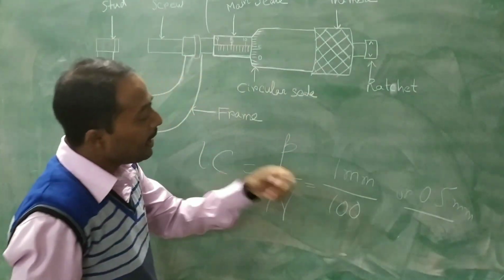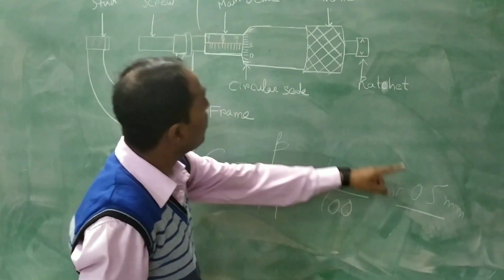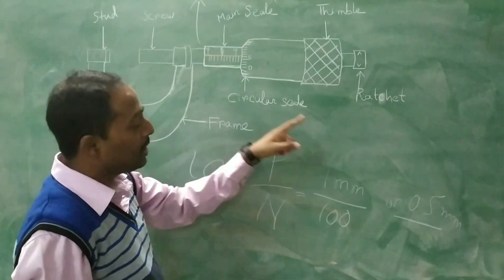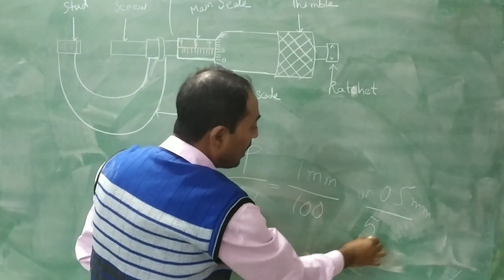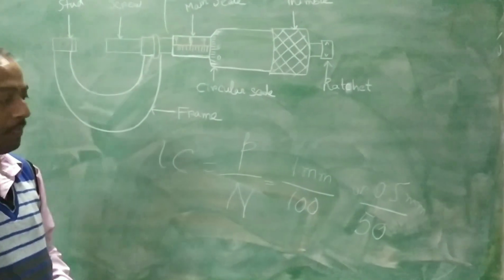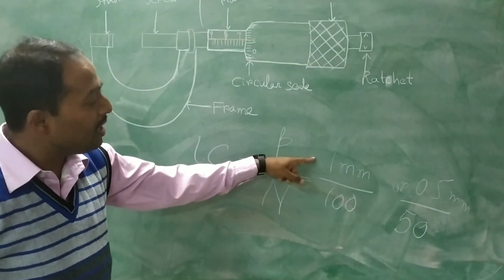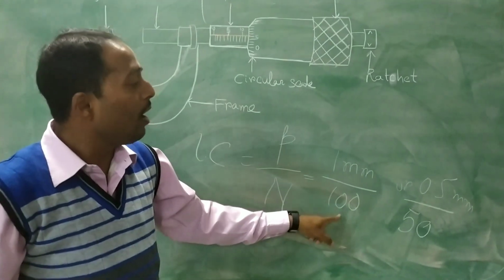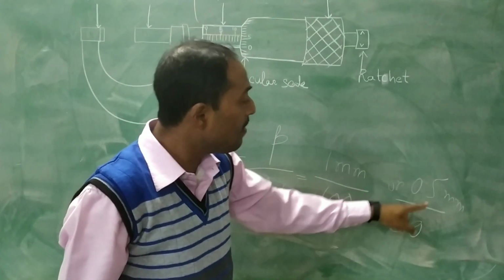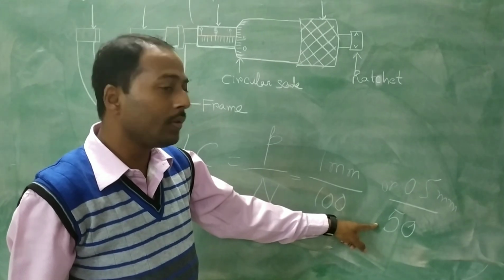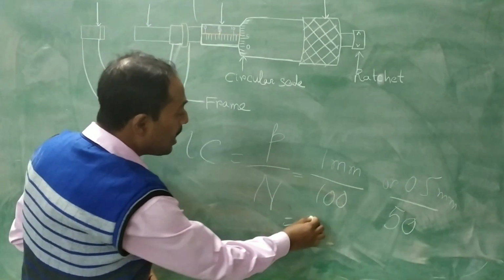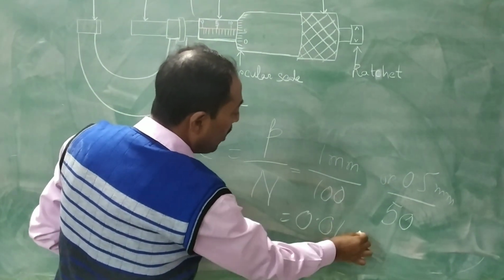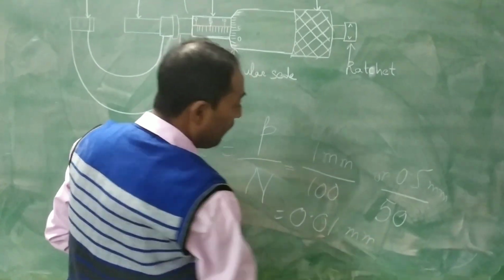Okay. And for the other type of screw gauge, where the small division is 0.5, the number of circular scale divisions is 50. So if the screw gauge has a 1 millimeter pitch, the number of circular scale divisions is 100, or if the small division is 0.5, then the number of circular scale divisions is 50. So in both cases, your least count will be 0.01 millimeter.